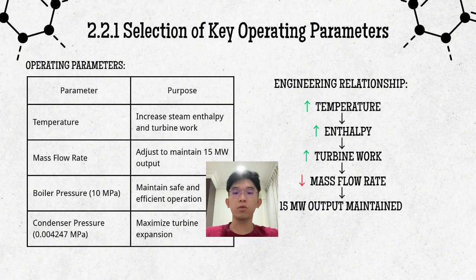Meanwhile, the boiler pressure was kept constant at 10 megapascals to ensure safe and efficient operation, while the condenser pressure remained at 0.004247 megapascals to maximize steam expansion through the turbine. As shown in the engineering relationship, increasing the temperature leads to a higher enthalpy, which increases turbine work. This allows the mass flow rate to decrease while maintaining the same 15 megawatts power output. Therefore, selecting the correct operating parameters improves both efficiency and the overall performance of the cycle.